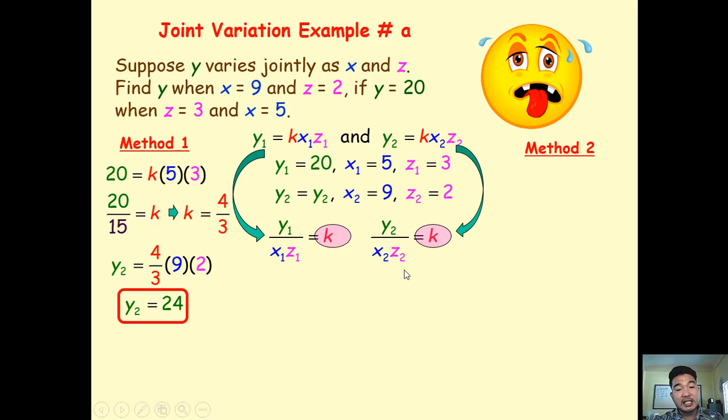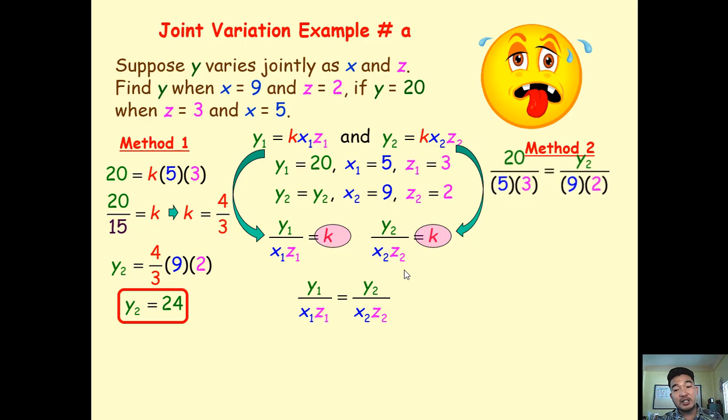So if they both have k equal to k, it means they are equal. They look the same, no? And then, if they are equal, you substitute the values. Y sub 1, what is y sub 1? 20. What is x sub 1? X sub 1 is 5. Then z sub 1 is 3. So you have 20 over 5 times 3 equals y sub 2, which is the missing one. It has no value. Over x sub 2, which is 9, times z sub 2, which is 2. Then you simplify this equation.